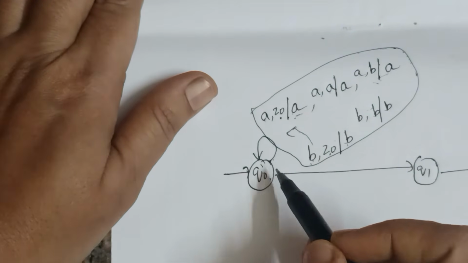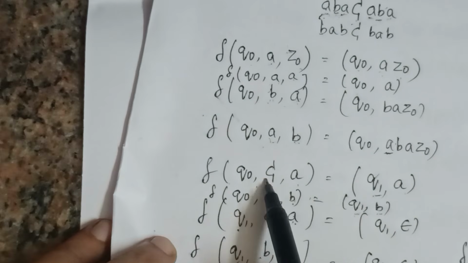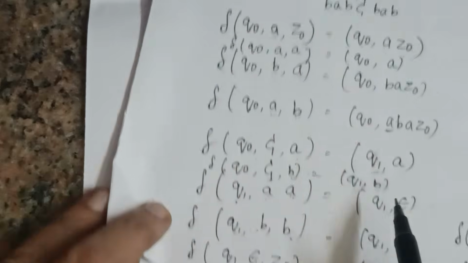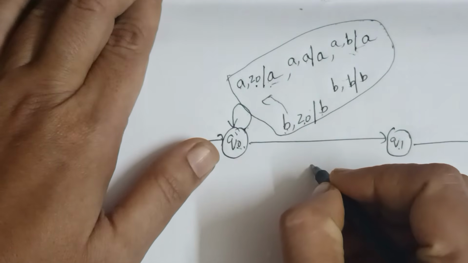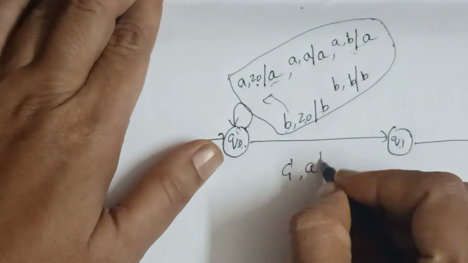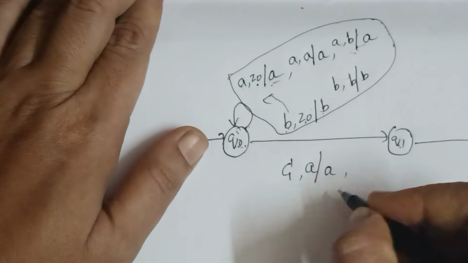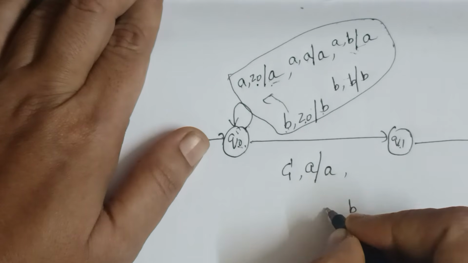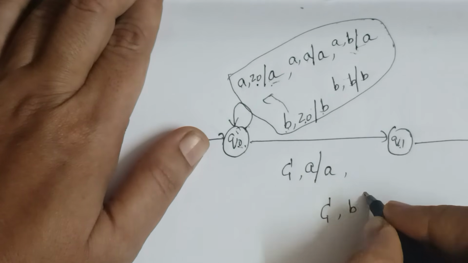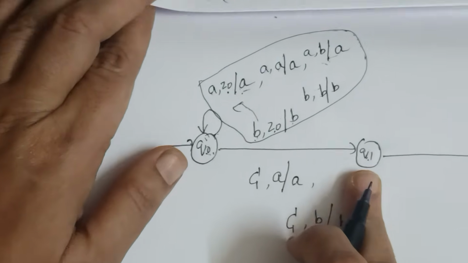The state will be changed from Q0 to Q1 whenever I see the constant capital C. If the top of the stack is A and I am pushing C, then the top of the stack is A only, but it is moving to the state Q1. Next, if the top of the stack is B, if I push C, then the top of the stack will be B only, but changing the state to Q1.